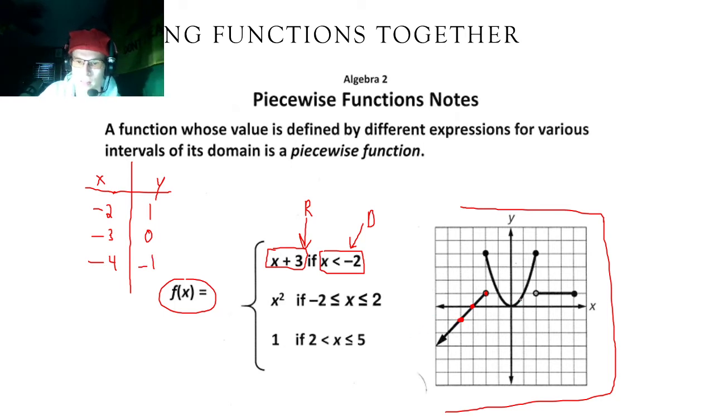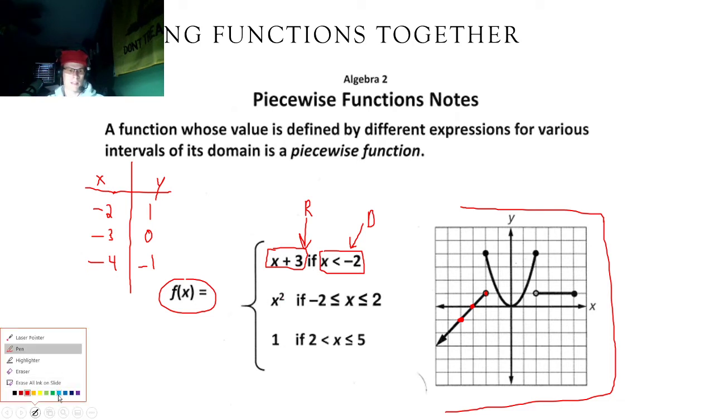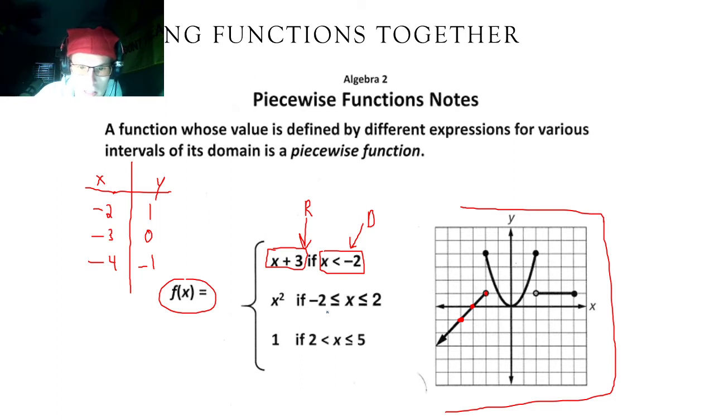Alright, so that is your first function rule, and that's how you can indicate that function there. Now we have another function, okay? So this function here, I'm going to get a different color of ink. This function over here, you have negative 2 is less than or equal to x is less than or equal to 2. So any number on the domain that's between these two values will be squared. Okay? So let's do that real quick.